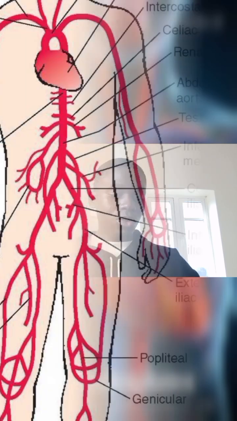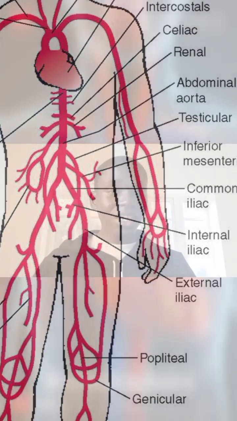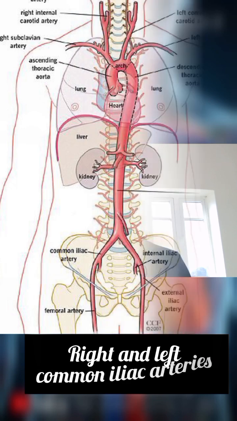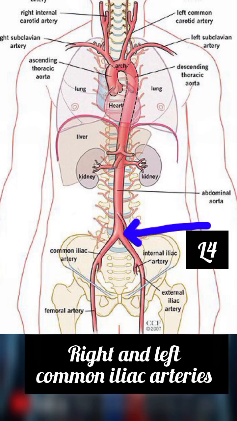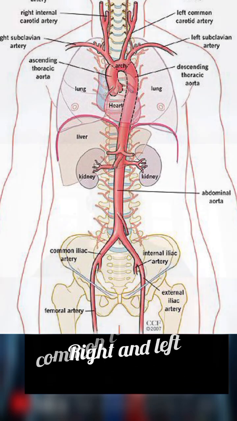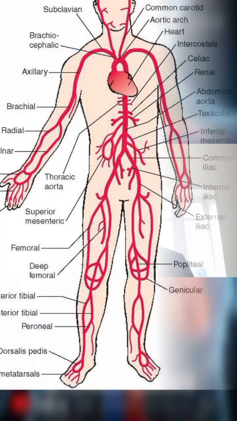You get that, right? From the abdominal aorta, once it gets to the pelvic cavity, it splits into the right and left iliac arteries. You know that the split happens around L4. The moment the iliac arteries get to your thigh, they become the femoral artery.